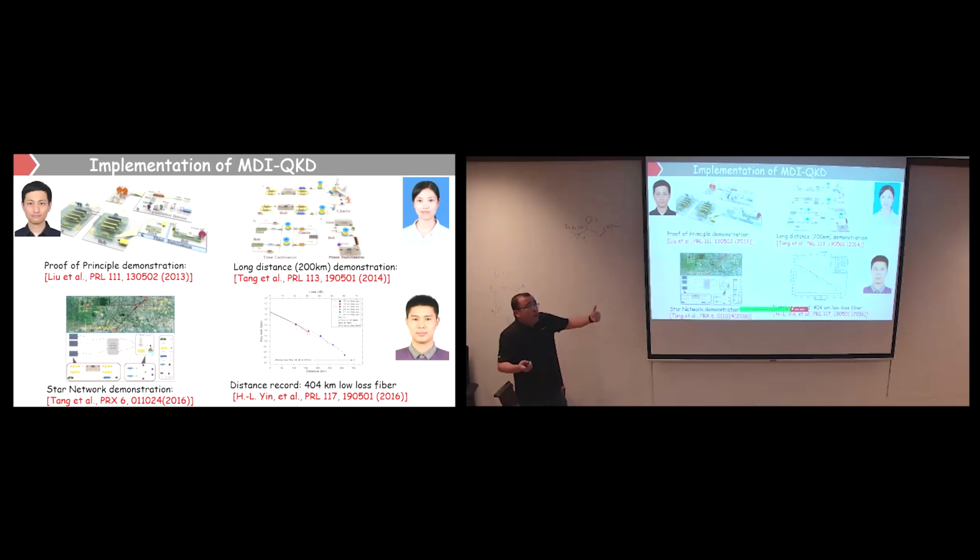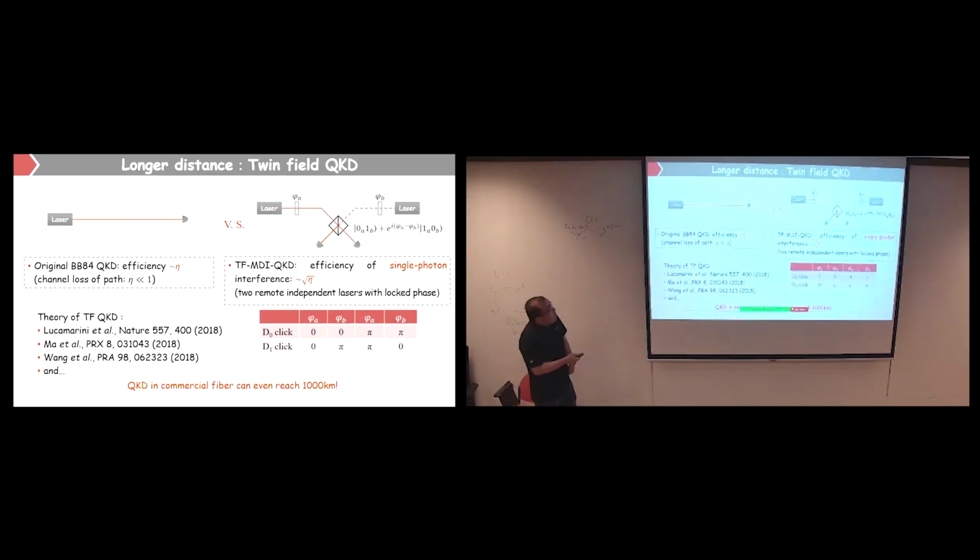If you want to really build a network, there shouldn't be a problem for Singapore, but there is a problem for China. If you go to 1,000 kilometers, you probably need a lot of trusted nodes, converting the electrical signal to optical to electrical, and then doing the relay. But people worried a lot about the security of this. Then can we extend the distance? One of the solutions is twin field QKD. It's a very interesting idea.